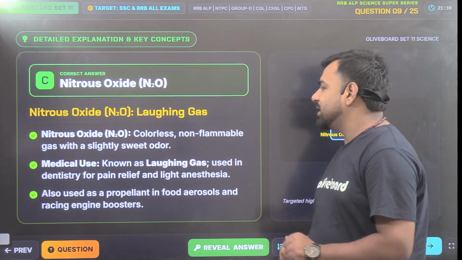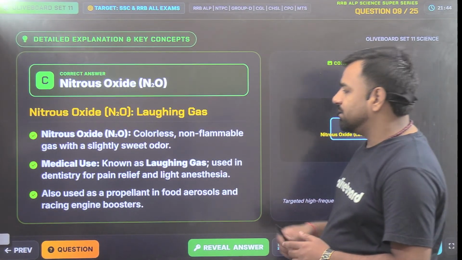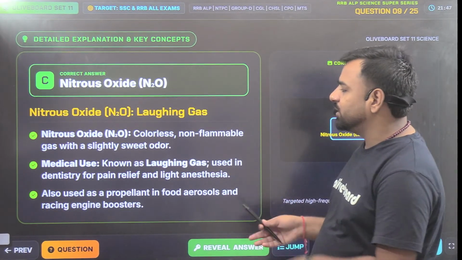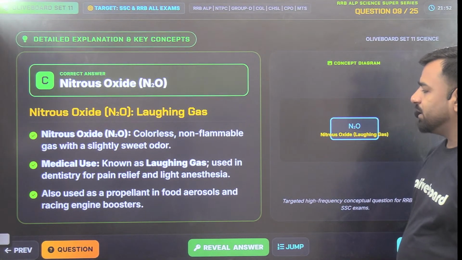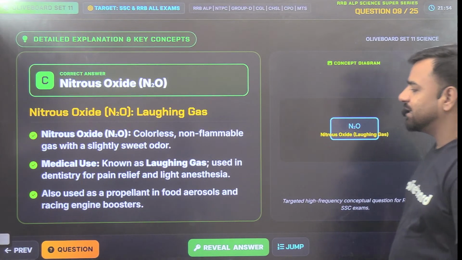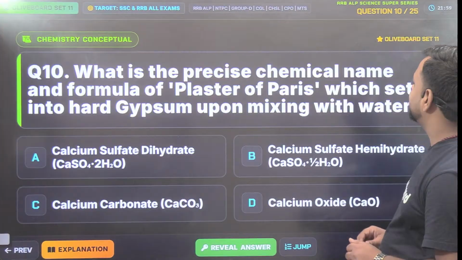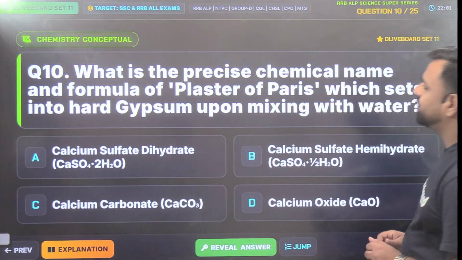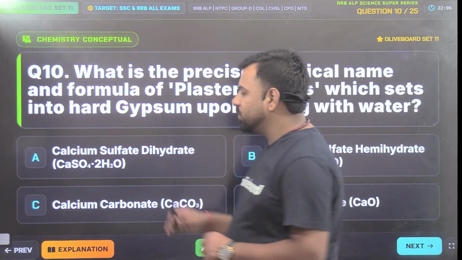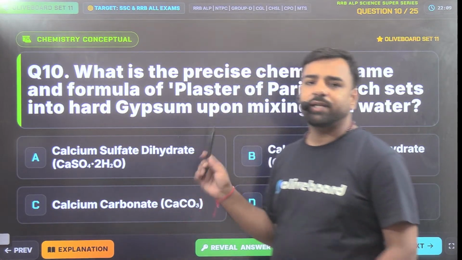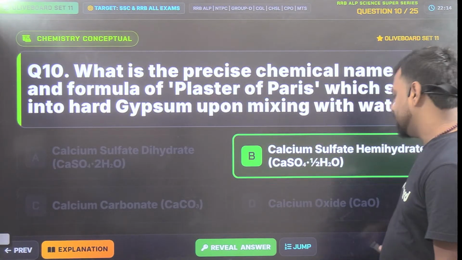N2O is a colorless, non-flammable gas with a slightly sweet odor. For medical use, it's known as laughing gas, used in dentistry for pain relief and light anesthesia. It's also used as a propellant in food aerosols and racing engine boosters. That's it. Next. The next question is, what is the precise chemical name and formula for plaster of Paris, which sets into hard gypsum upon mixing with water? CaSO4.2H2O is the formula for gypsum, and when you heat it up, it becomes plaster of Paris, whose formula is CaSO4.5H2O. So B is the correct answer.